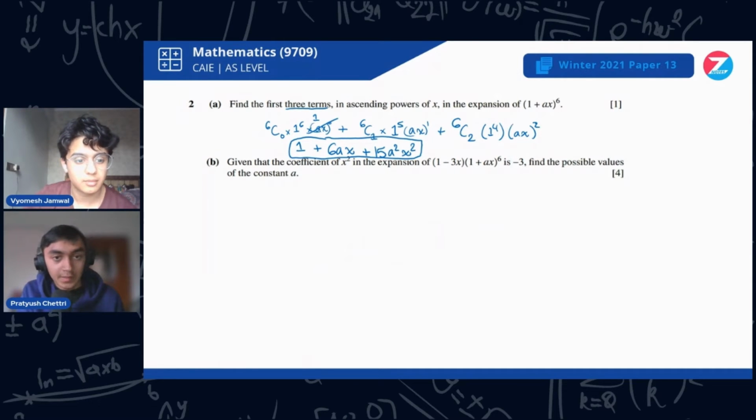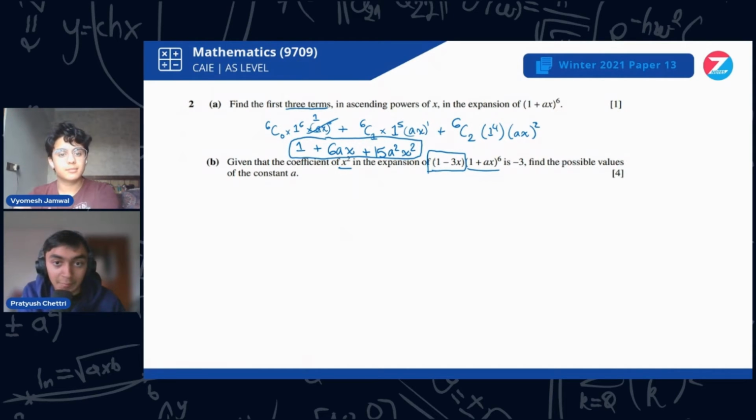Given that the coefficient of x squared in the expansion of this is minus 3, find a. Start off with finding the coefficient of x squared, just in terms of these expressions. So we've done this expansion. We're going to now multiply it by this expression to get our terms. And again, we're only looking for x squared. So let's see where it makes x squared.